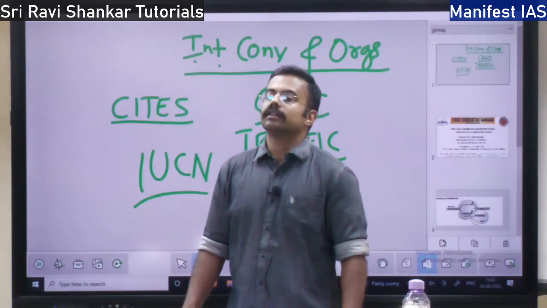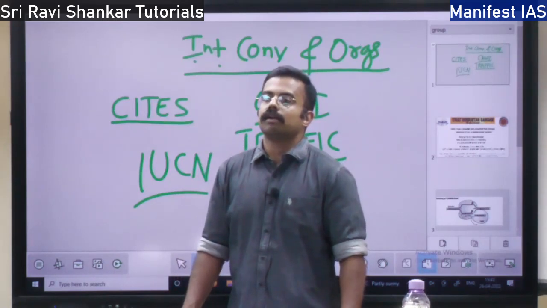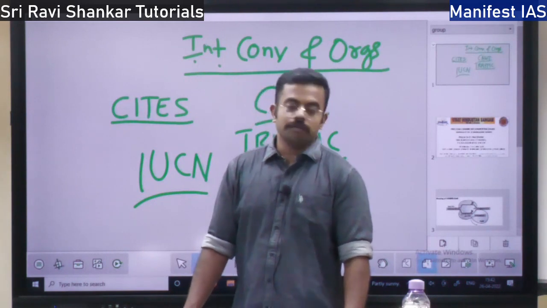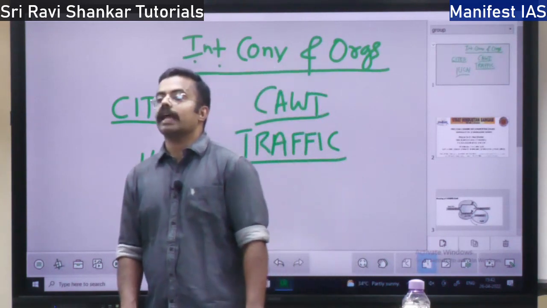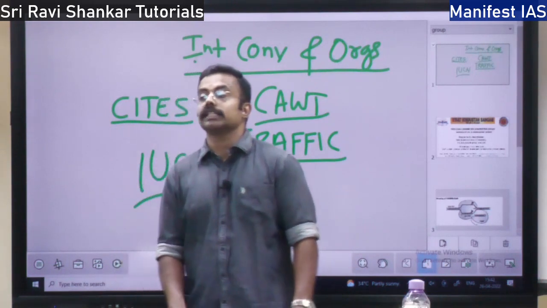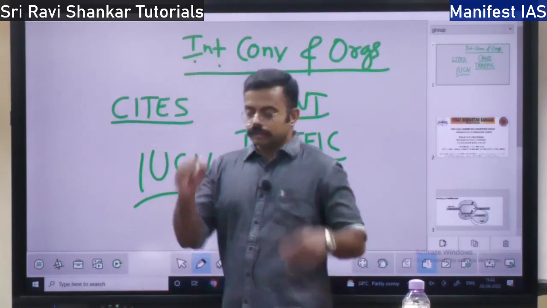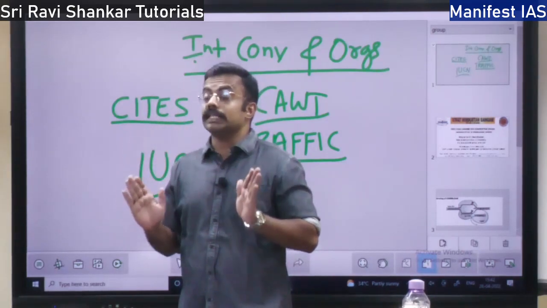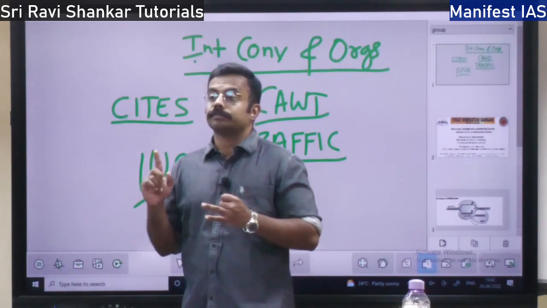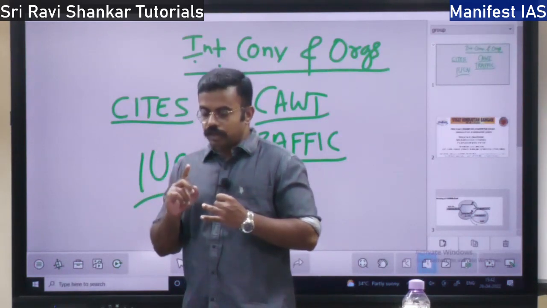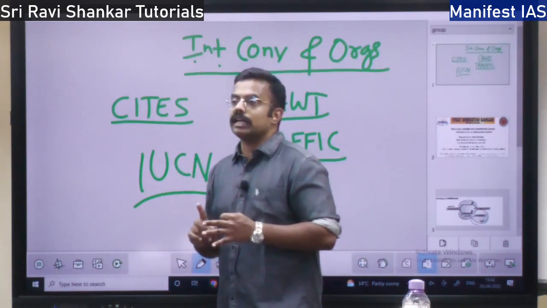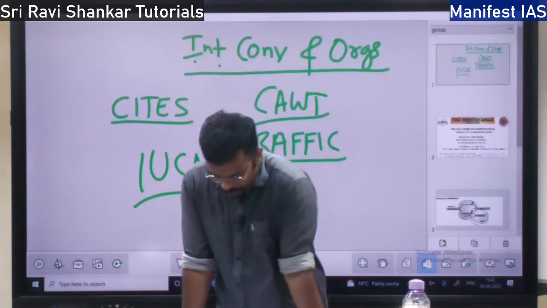There are 2 more recent things. The International Solar Alliance, whose headquarters is also in India, Gurugram. And one more is the Coalition on Disaster Resilient Infrastructure, CDRI. These 3 international initiatives have their headquarters in India. Please remember: first, CDRI, Coalition on Disaster Resilient Infrastructure. Second is the International Solar Alliance. Third is Global Tiger Forum, right?